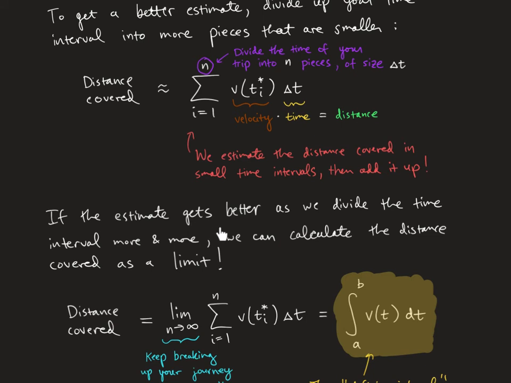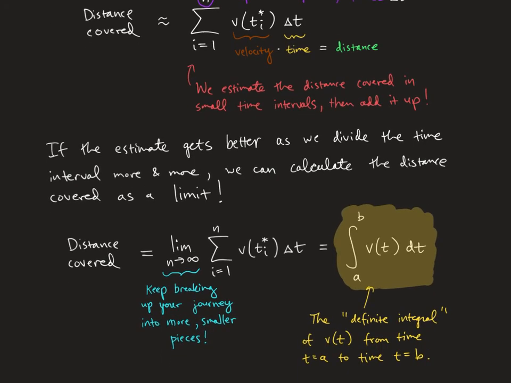So given that the estimate is getting better and better as we divide the time interval more and more, right? So as we divide this time interval into smaller and smaller bits, our estimate is getting better because when we choose a velocity here, the velocity is more and more constant over these smaller and smaller time intervals. Right? It varies less and less. So these approximate distances in the small time intervals are getting more and more accurate. And so what we can do is just allow this number of divisions of our time interval into n pieces to become larger and larger. So we're going to keep breaking up our journey into more and smaller pieces.